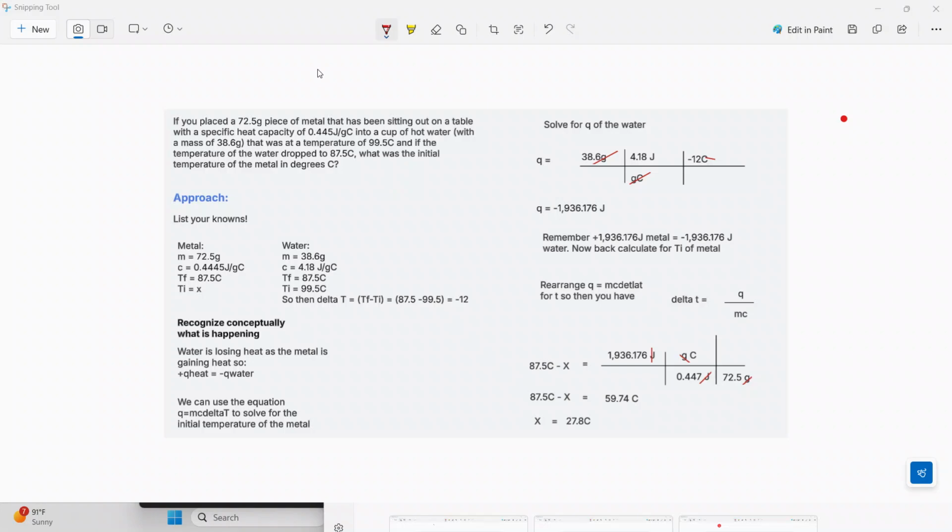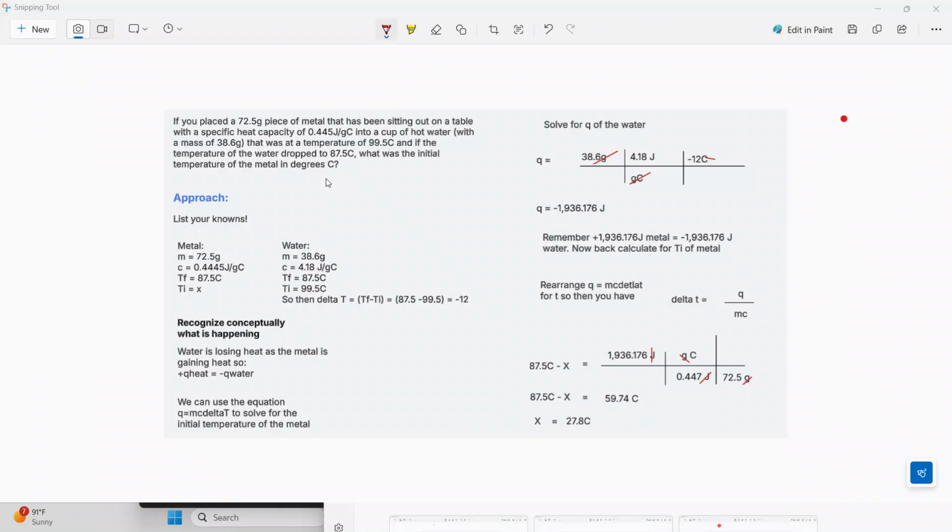Right, in this video, we are covering a very basic calorimetry problem. So let's say you're given the following. If you placed a 72.5 gram piece of metal that has been sitting out on a table with a specific heat capacity of 0.445 joules per gram degree Celsius into a cup of hot water with a mass of 38.6 grams that was at a temperature of 99.5 degrees Celsius, and if the temperature of the water dropped to 87.5 degrees Celsius, the question is, what was the initial temperature of the metal in degrees Celsius?